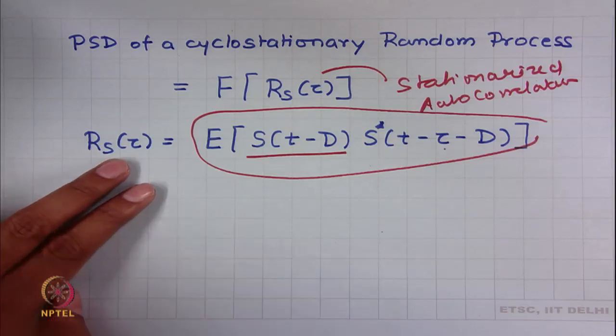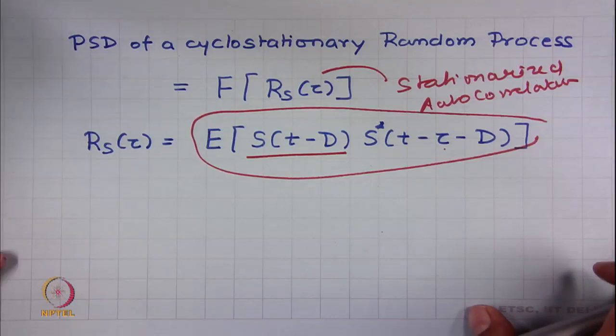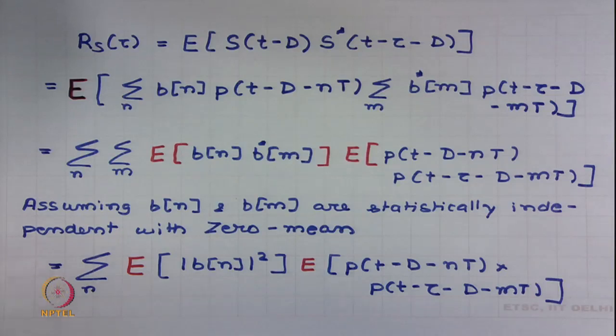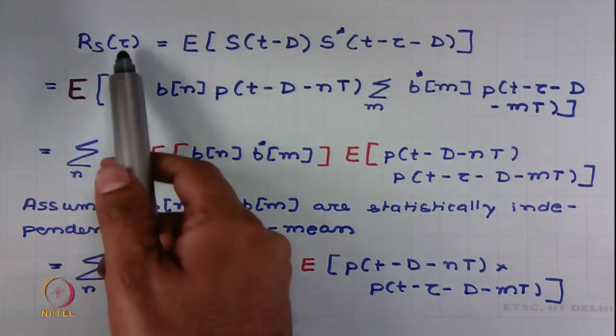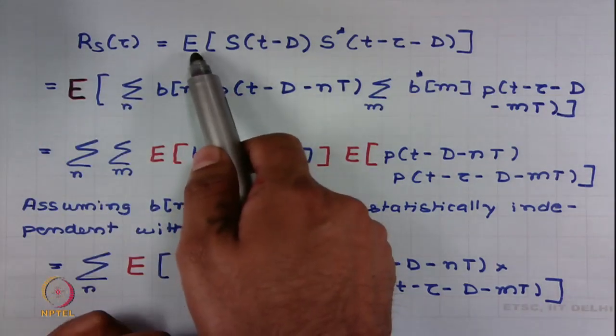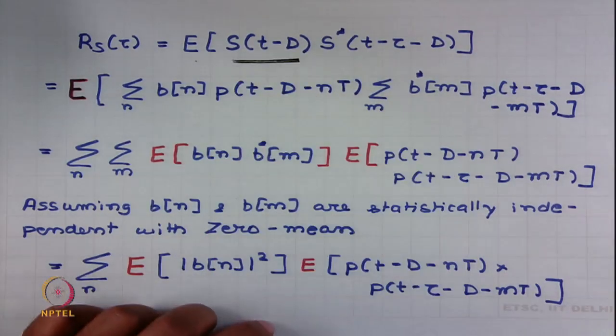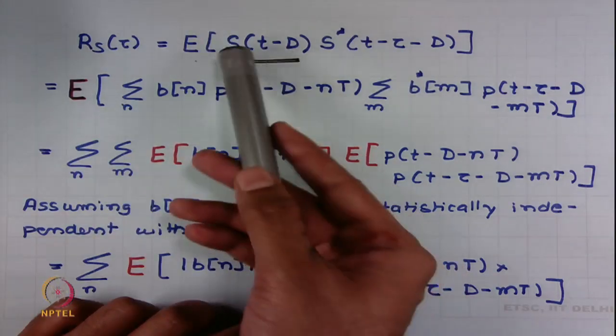Okay. So, I have stated the general results, and now we will look at the proof of these things. Let us look at these equations. What we are trying to find out is R_s(τ), which is calculated by taking the expected value of a stationarized random process, and this random process is stationarized by adding this random variable d, and we know what this S(t - d) is.